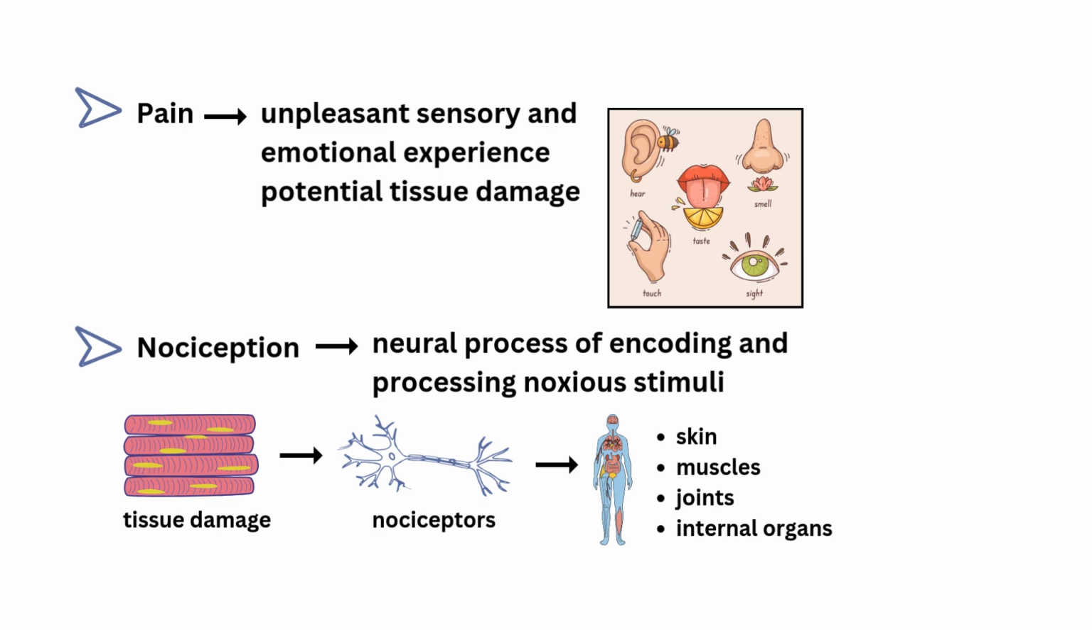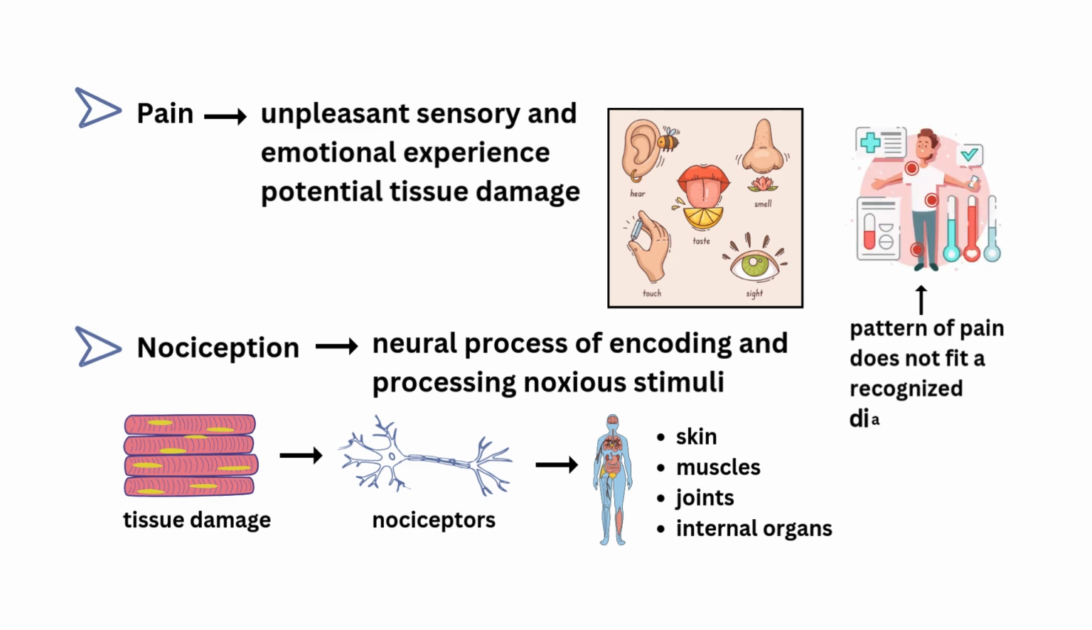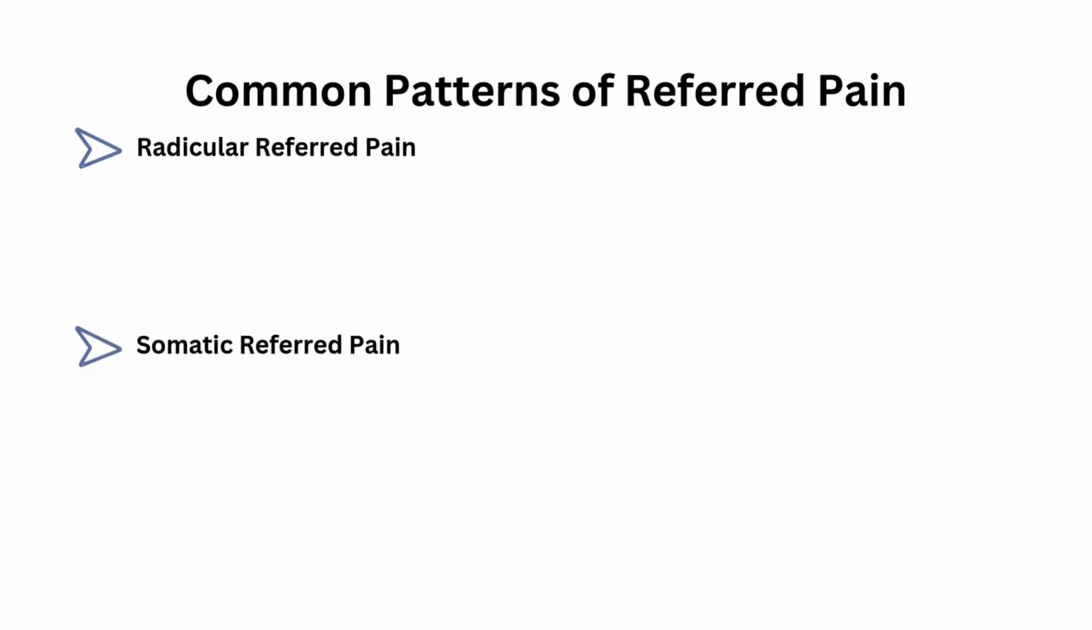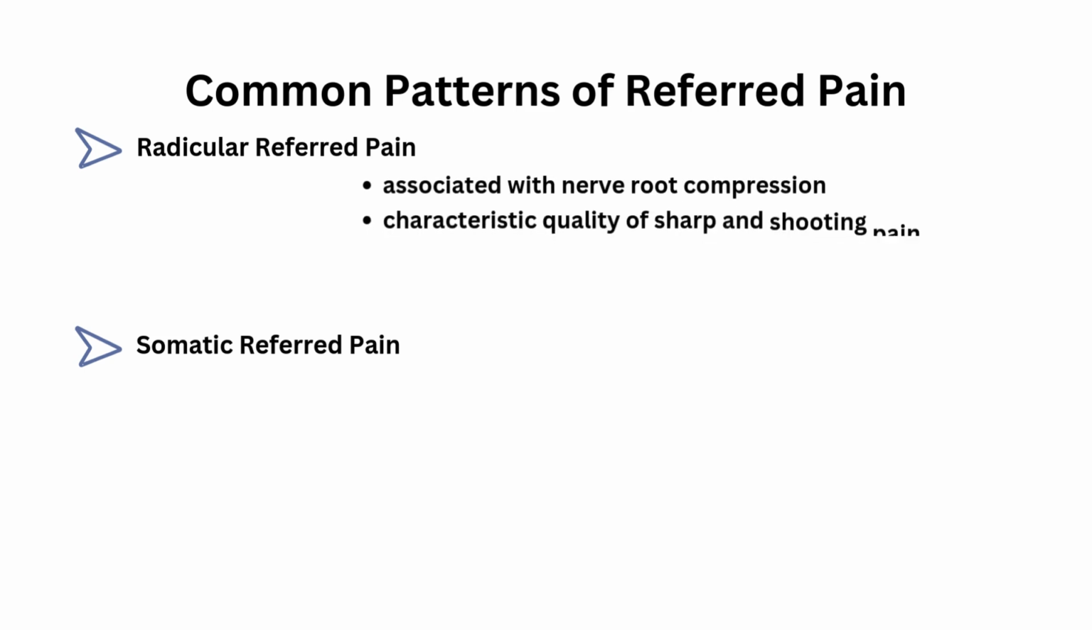So, just because the pattern of pain does not fit a recognized diagnosis, to conclude that the pain does not exist is an absurd idea. Common patterns of referred pain are radicular referred pain and somatic referred pain. Radicular pain is associated with nerve root compression or irritation and has a characteristic quality of sharp and shooting pain. The patient presents with paresthesia corresponding to a dermatomal distribution and muscle weakness.